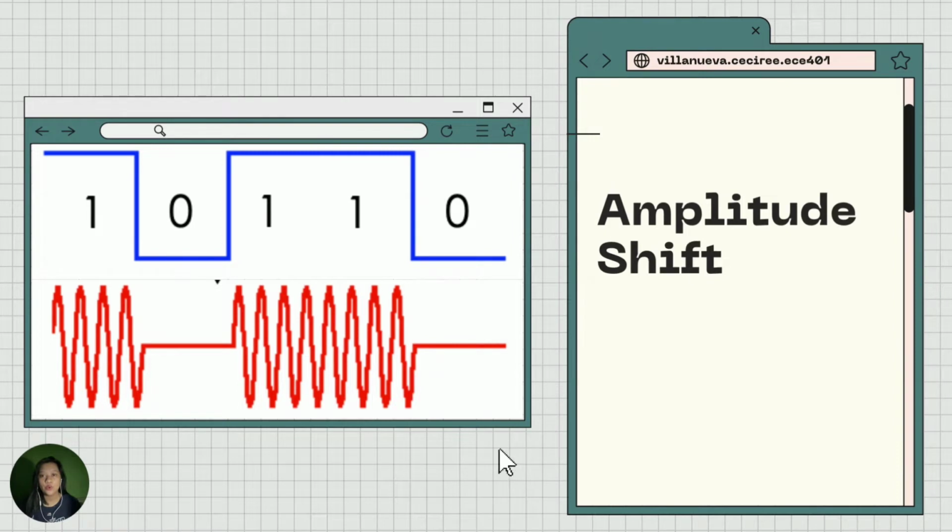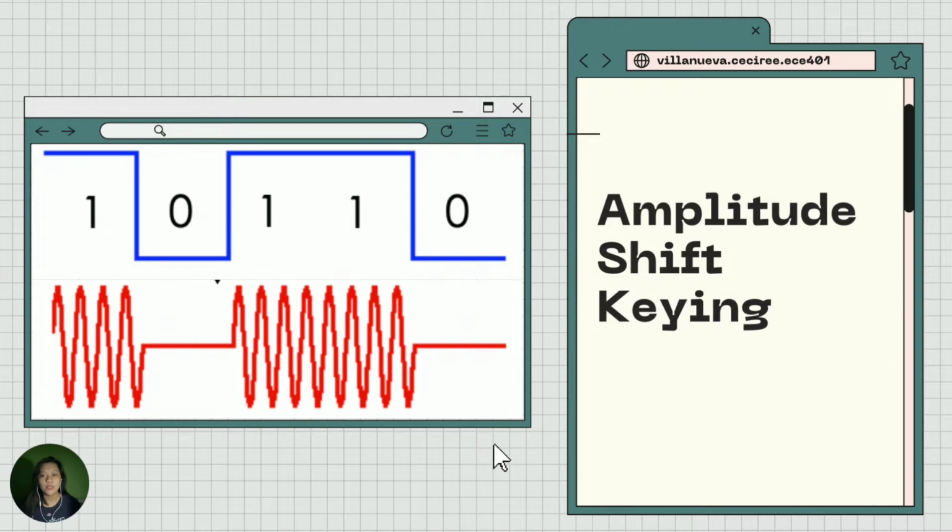ASK is done by encoding the bit stream of our discrete signal in the amplitude of the transmitted signal. In this example, we can see that the discrete signal or the blue signal, when modulated, will look like the red signal. When the bit is equal to 1, there will be an amplitude, while when the bit is equal to 0, there will be no amplitude.